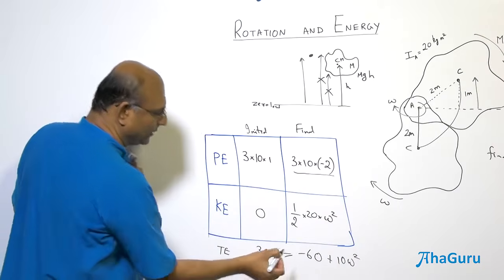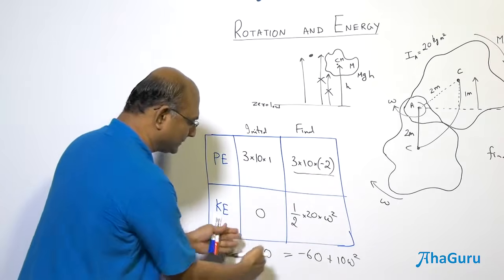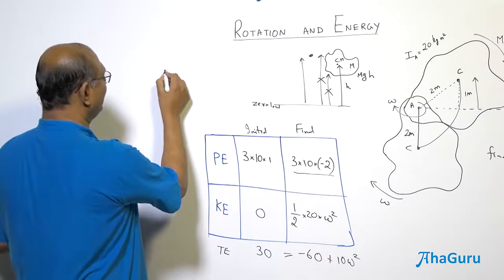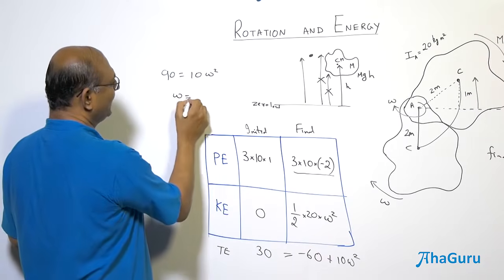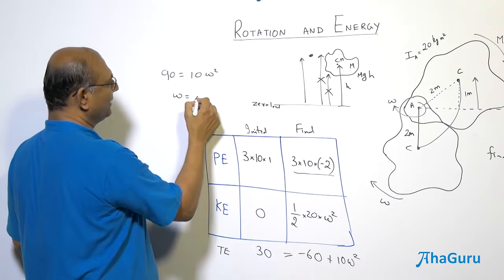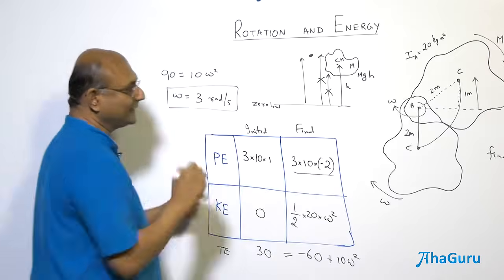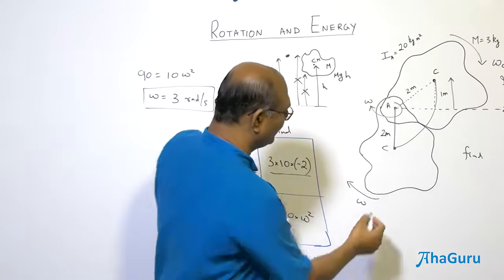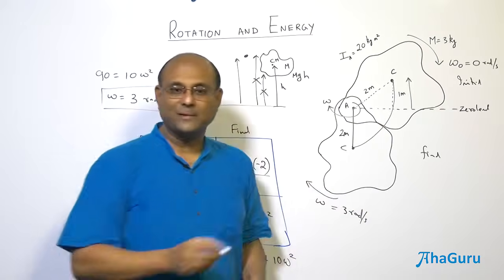So if these two are equal, because this is my total in the beginning and that is my total in the end, then this basically goes there. So I have 90 is equal to 10 omega square, or omega is root of 9, which means 3 radians per second. So that means I have computed that this fellow is going to come here and is going to move at 3 radians per second.